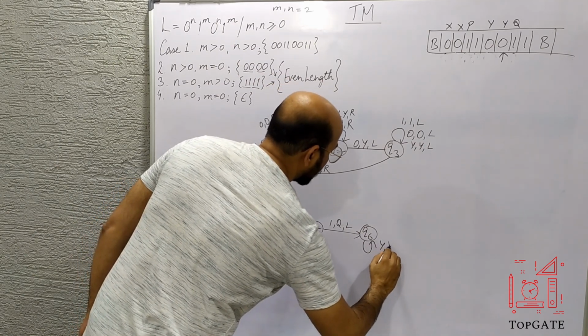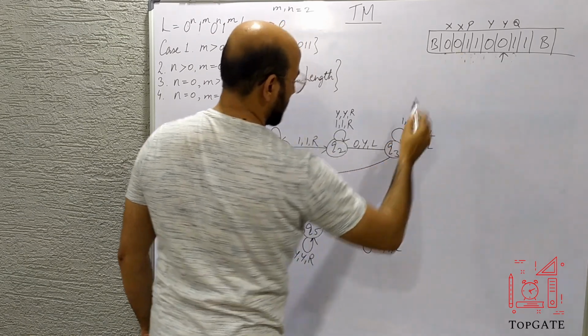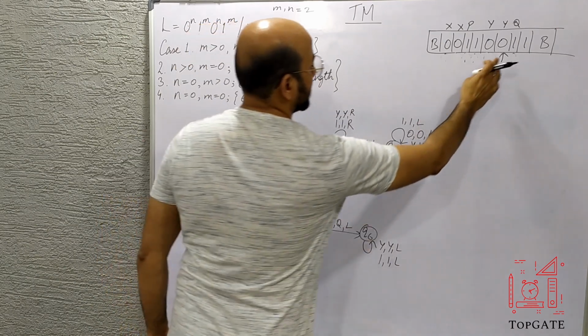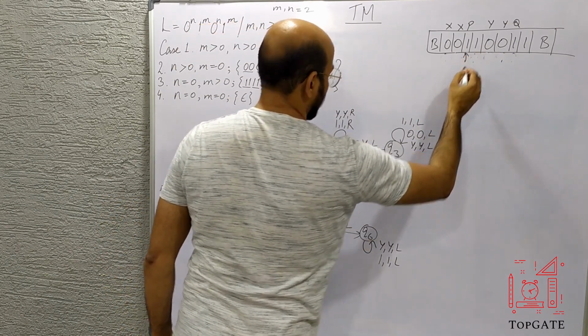If you find y, keep it as y, go to the left. So this y will be skipped. Then I'm finding a 1. So if you find 1, keep it as 1, go to the left side. So this will be skipped and now the pointer is pointing on this p.